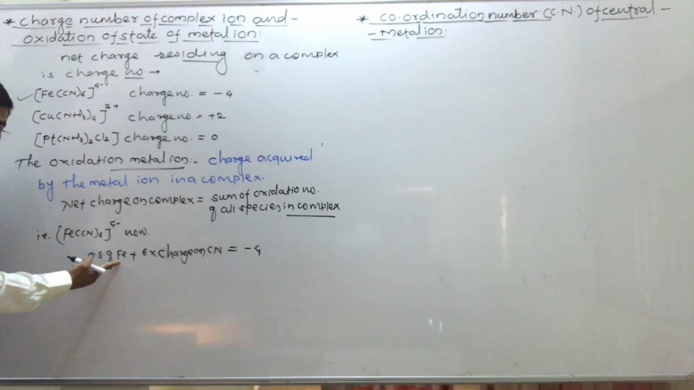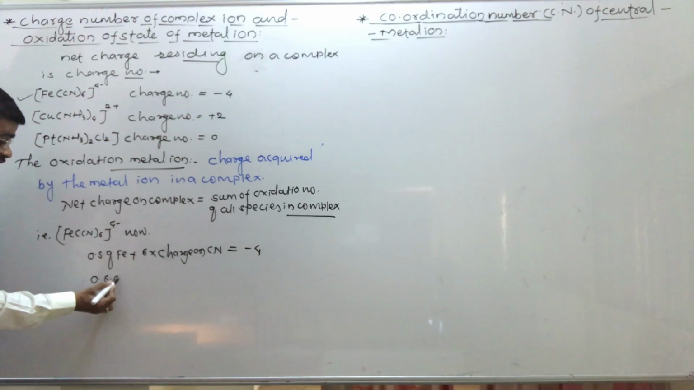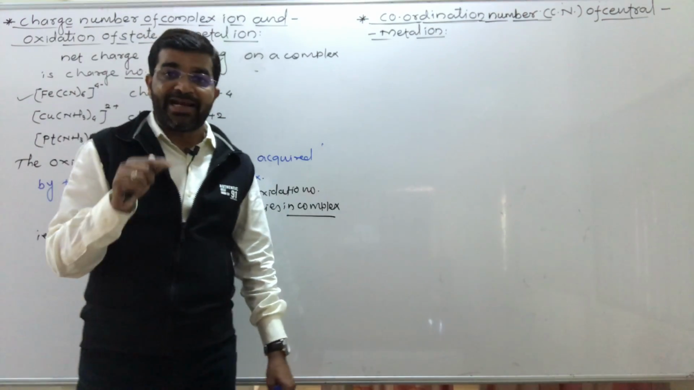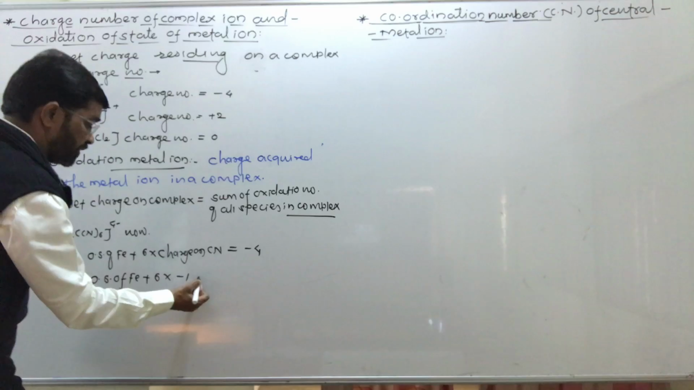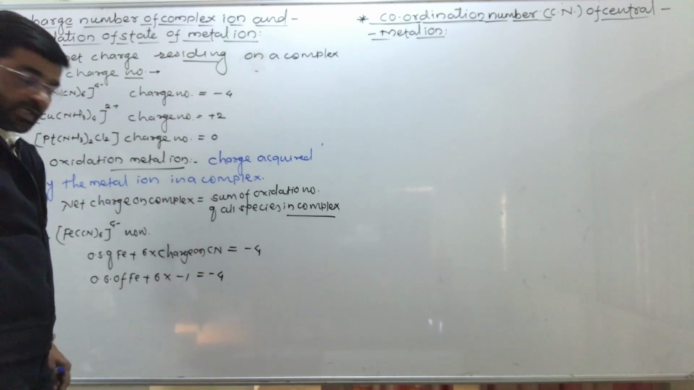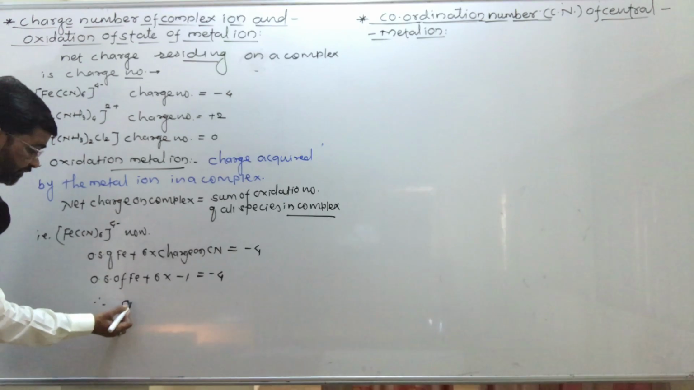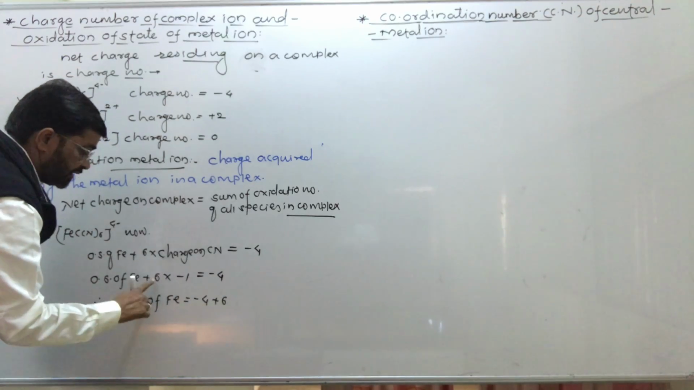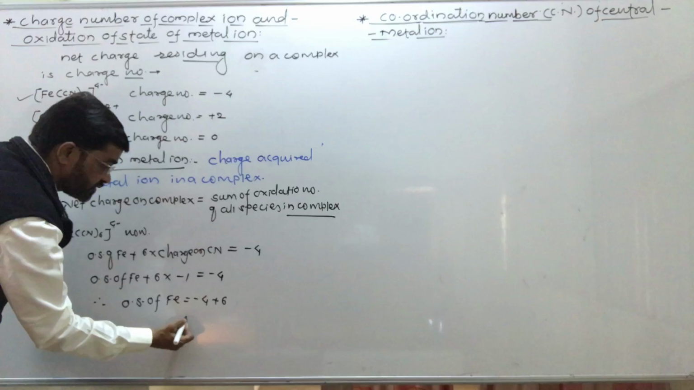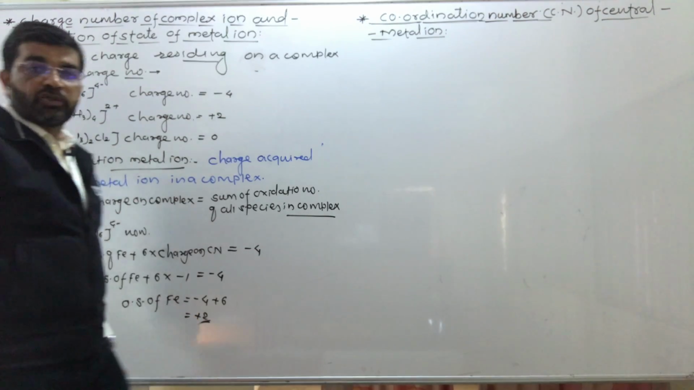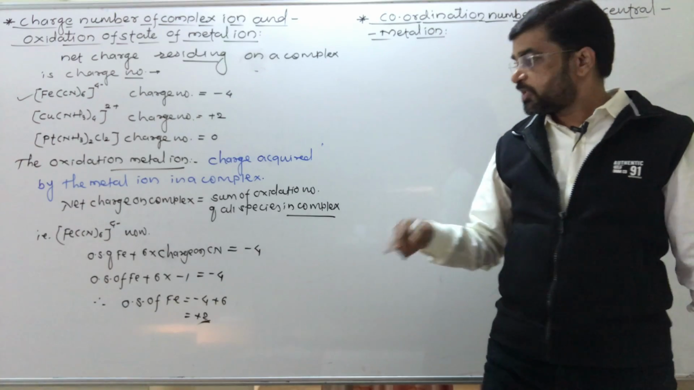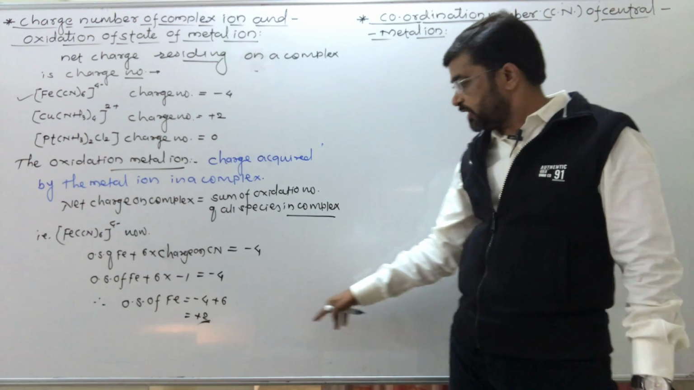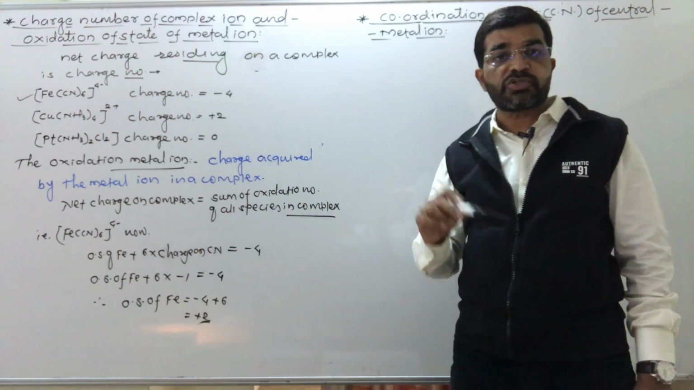Now we don't know the oxidation state of Fe, so oxidation state of Fe plus 6 into charge on cyanide ion is -1, therefore -1 is equal to -4, and therefore oxidation state of Fe is equal to -4, this -6 to that side +6, and that is nothing but the +2. So oxidation state of Fe in that complex is +2. Oxidation number of Fe in that complex is +2. In this way, oxidation number or oxidation state is determined.